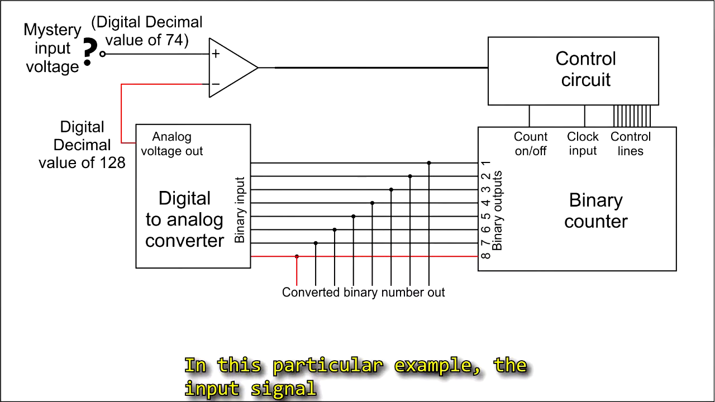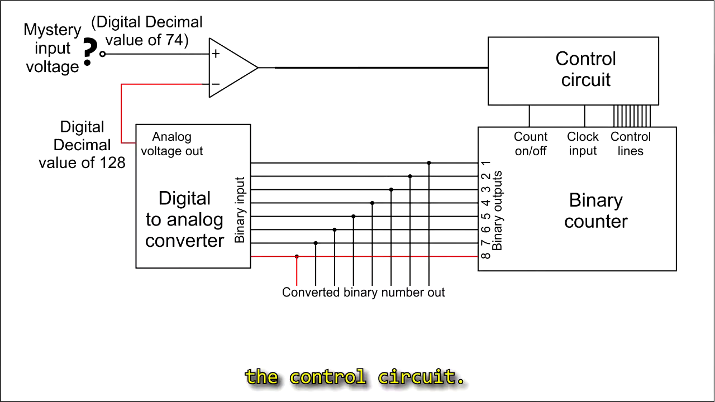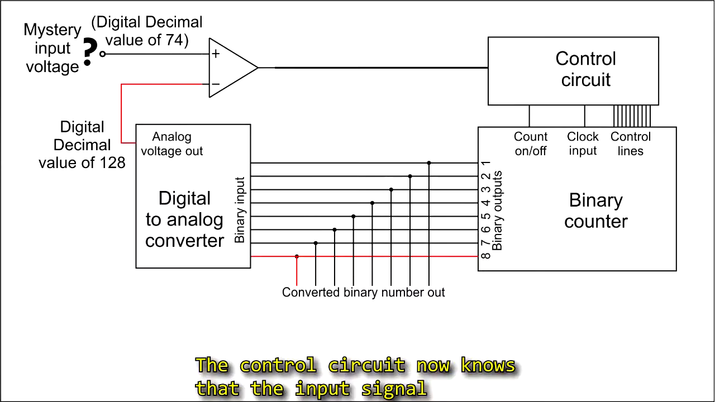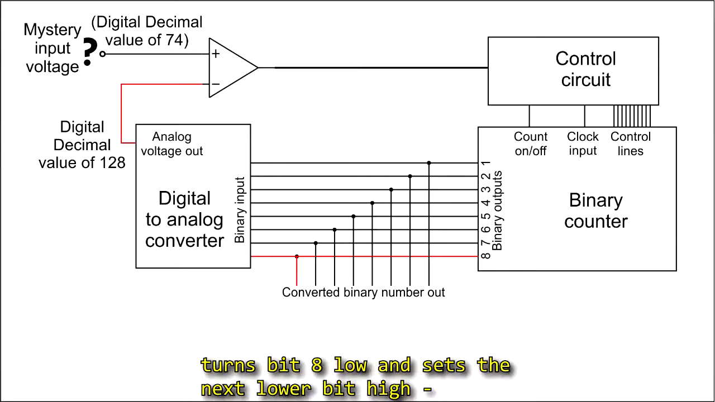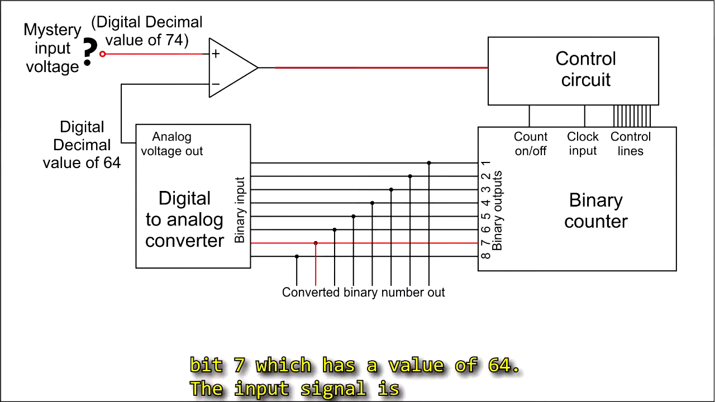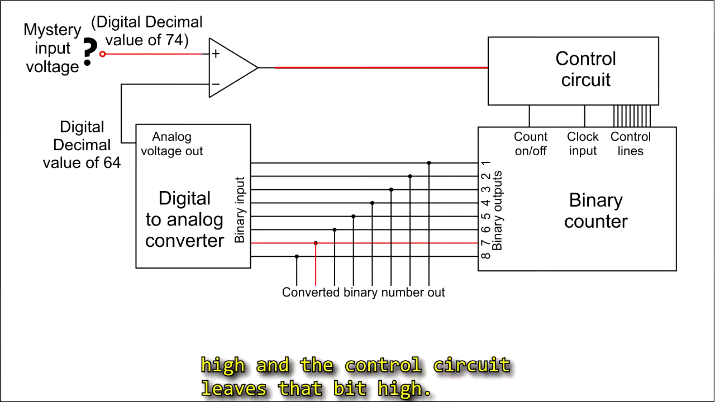In this particular example, the input signal voltage is lower than the voltage generated by the D to A converter. So the comparator sends a low to the control circuit. Now the control circuit knows that the input signal voltage has a value that is less than 128. It thus turns bit 8 low and sets the next lower bit high, bit 7, which has a value of 64. The input signal is higher than 64, so the comparator is now triggered high, and the control circuit leaves that bit high.